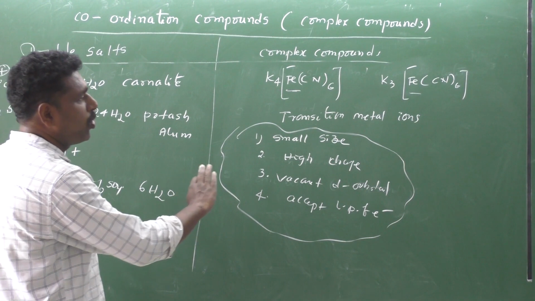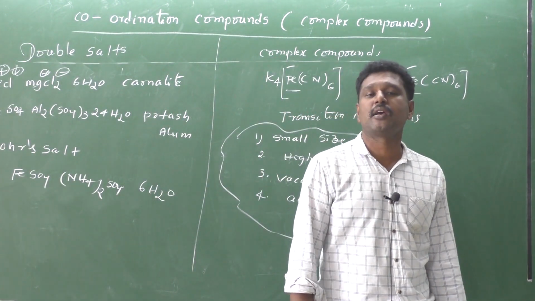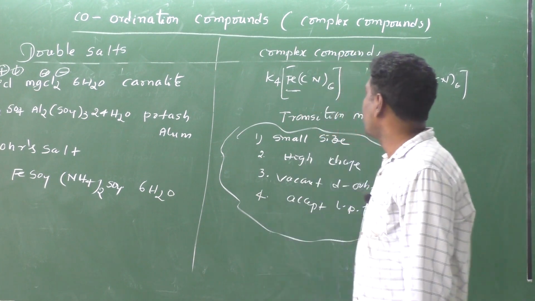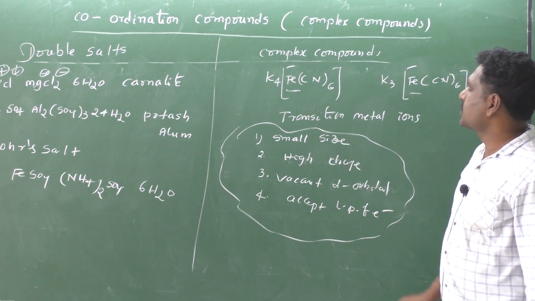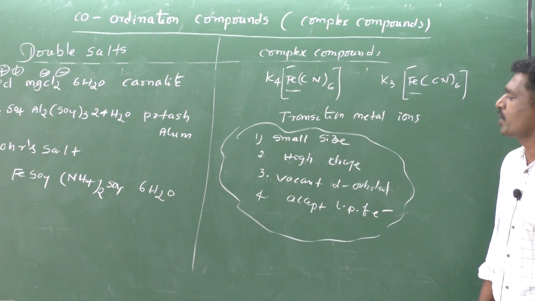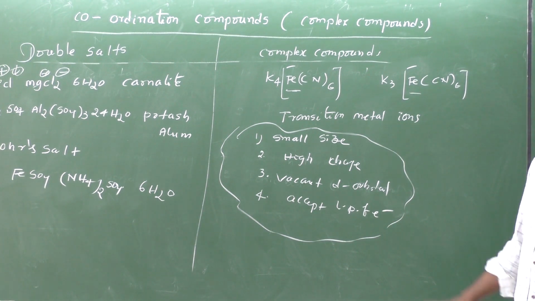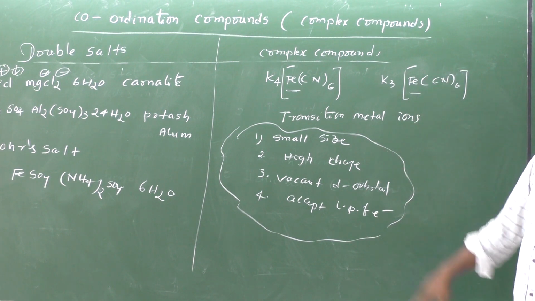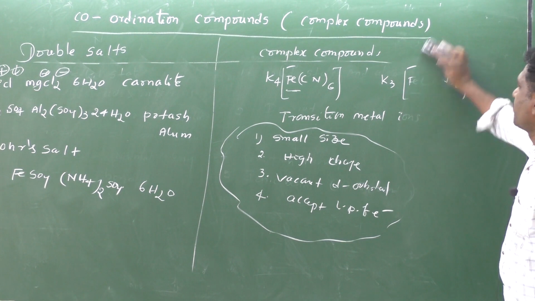So why can only d block element transition metal ions form coordination compounds? Because of some reasons: small size, high nuclear charge, vacant d orbitals, and acceptance of lone pair of electrons from the other substances. So due to these reasons, d block elements form complex compounds.